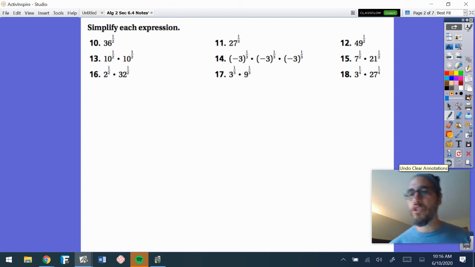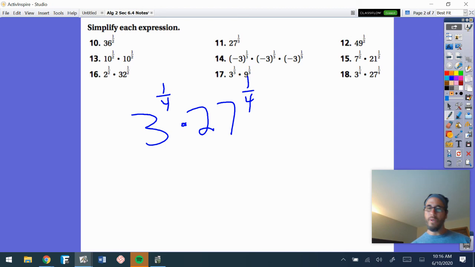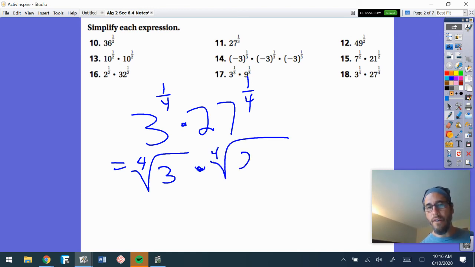Let's go straight to 18. Okay, we have 3 to the 1/4 times 27 to the 1/4. Okay, so what was the rule? Well, let's rewrite these as radicals. So that would be the 4th root of 3 to the first. 3 to the first is just 3. Times the 4th root of 27 to the first, which is just 27. Okay, that's why I'm not writing those parentheses.